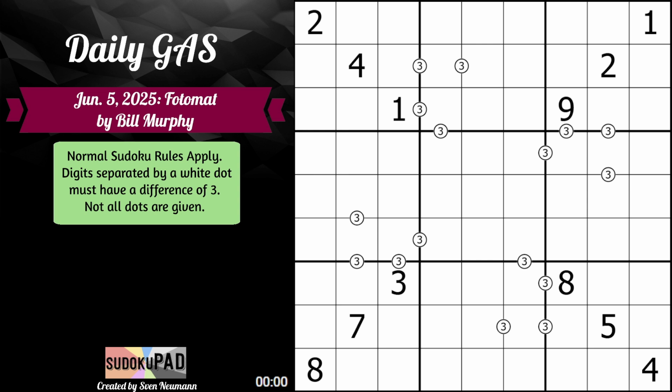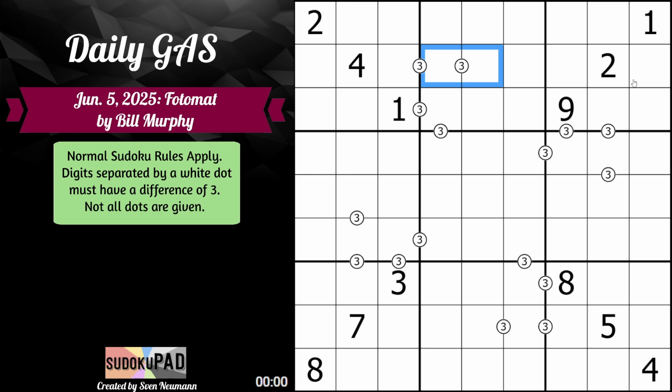Normal Sudoku rules apply. Digits separated by a white dot must have a difference of 3. Not all dots are given. So what does that mean? Well, pretty straightforwardly, these two digits, which are separated by a dot, must have a difference of 3. So must these and these, and so on and so forth throughout the grid.